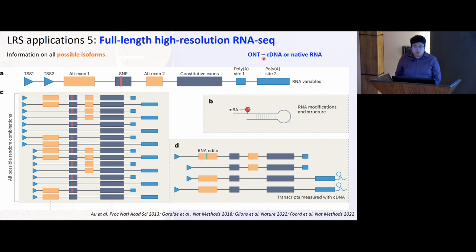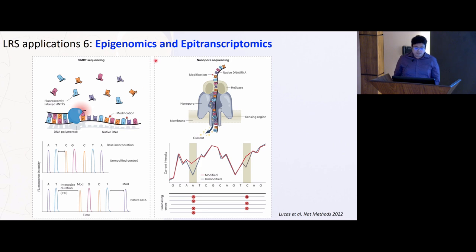And one more advantage of Oxford Nanopore is it can also detect native RNA. So with PacBio, you still have to make it cDNA, but with Oxford Nanopore, they can even sequence native RNA. So all these RNA modifications are still accessible. That brings us to the next application, which is, like you have said, epigenomics and epitranscriptomics. Epitranscriptomics means the RNA modifications are also detectable. So how do they do that?